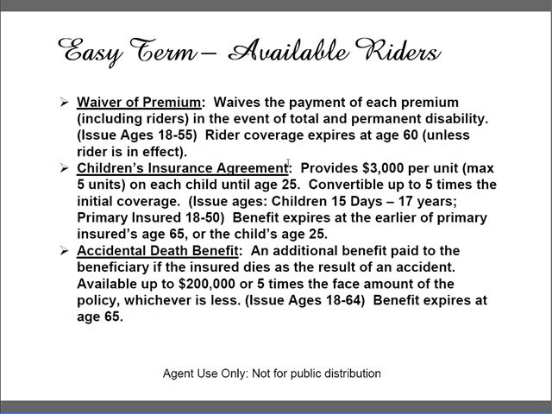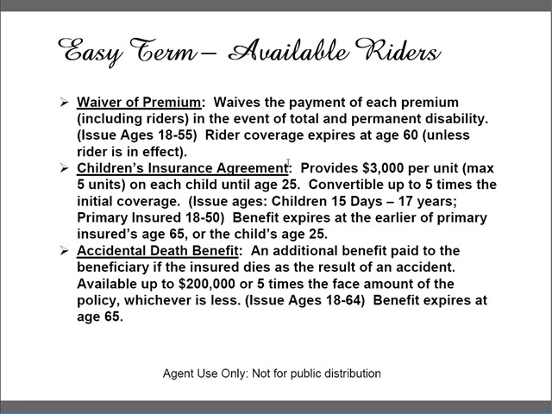The waiver of premium waives the payment of each premium, including riders, in the event of total and permanent disability. Its issue ages are 18 to 55, and the rider coverage expires at age 60 unless the rider is in effect. They also offer children's insurance agreement, also known as a child rider.